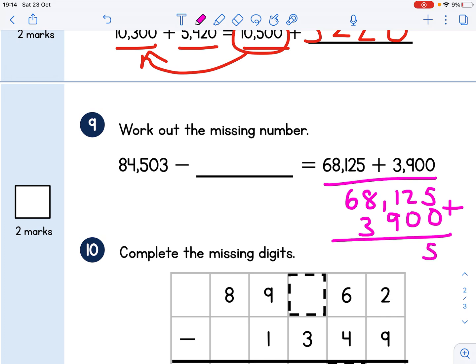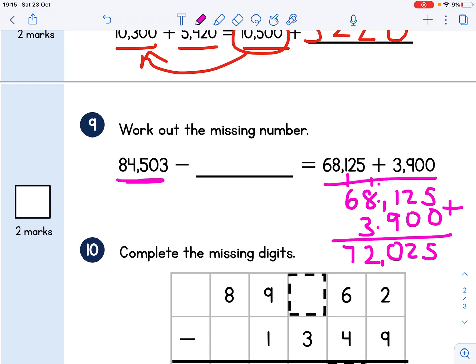5 plus 0 is 5. 2 plus 0 is 2. 1 plus 9 is 10. Put the 0 down, carry the 1. 1 plus 8 plus 3 is 12. Put the 2 down, carry the 1, carry the tens. So it becomes 1 plus 6, which is 7. So you've got 72,025. So I need to know how much more I need to add on.